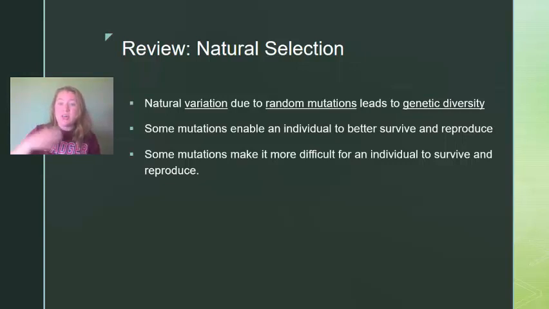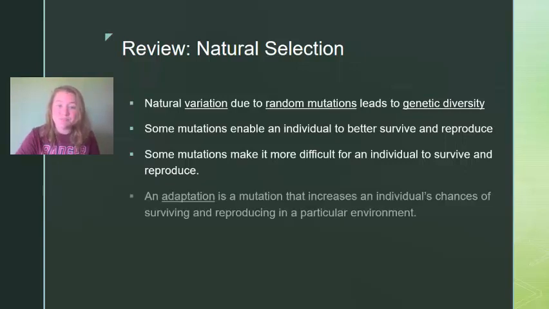So some mutations help the individual to better survive and reproduce, and that means they'll have more offspring. Their offspring are going to be able to get more food. They're going to be able to outcompete others, and that mutation will then get passed on to subsequent generations. But other mutations might make it a little bit more difficult for an individual to survive and reproduce. So if it's not able to get as much food, not able to outcompete others, not able to have enough space, not able to avoid predators, that individual is less likely to have babies and pass that DNA with that mutation on to the next generation.